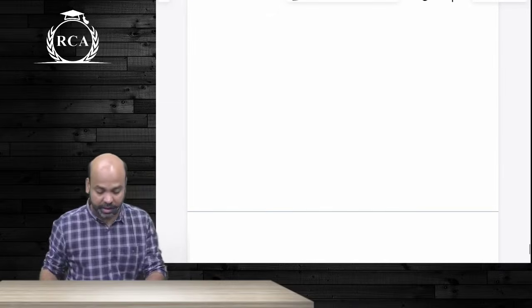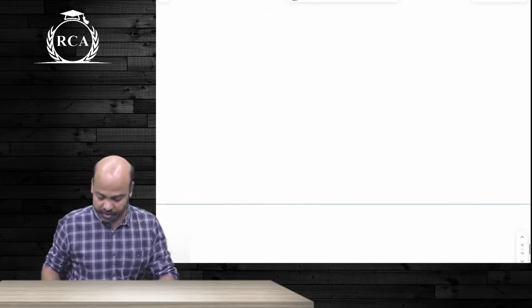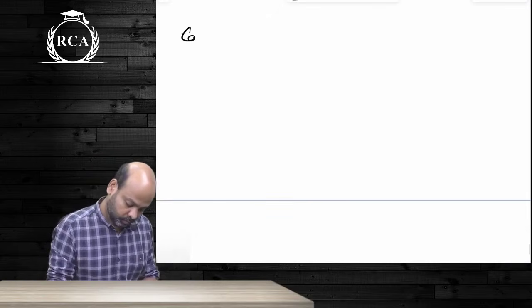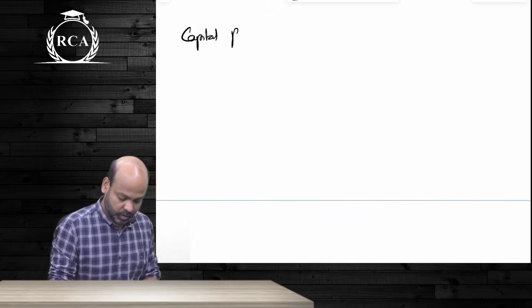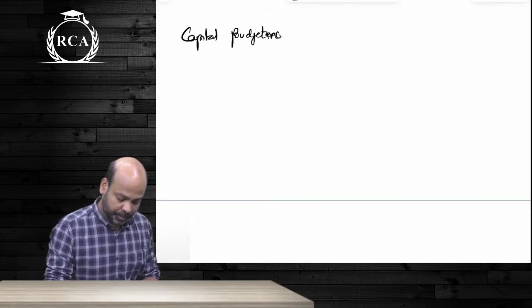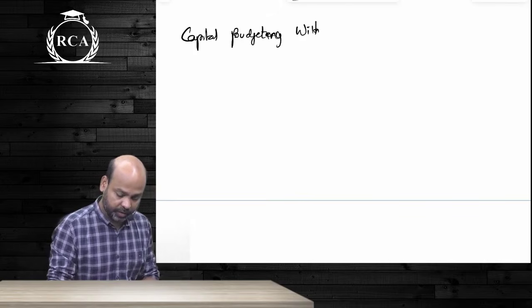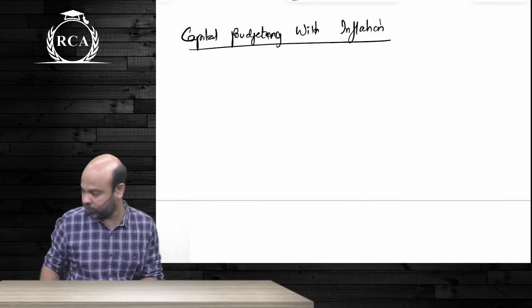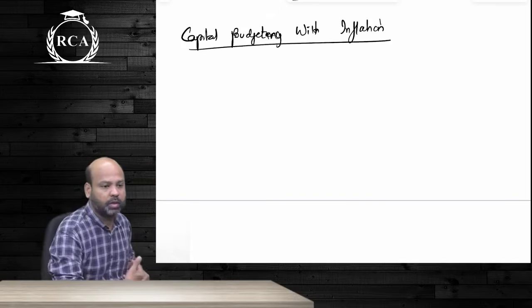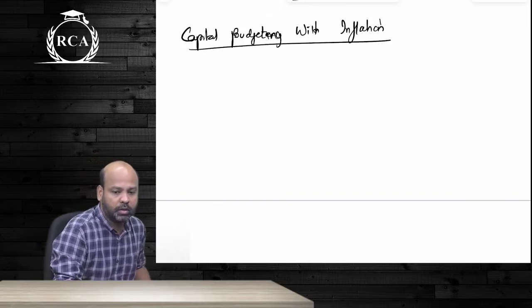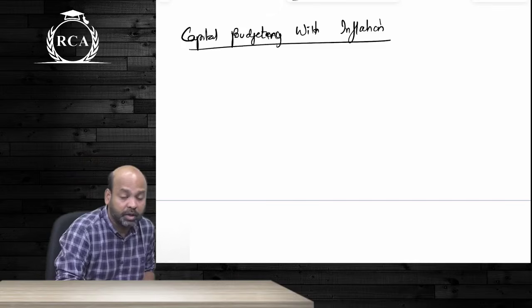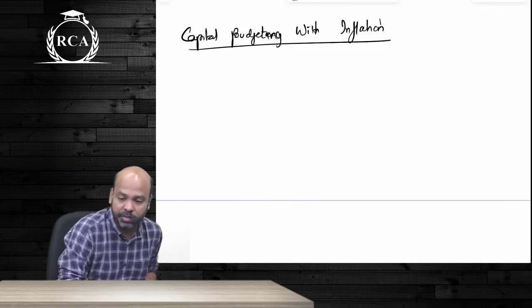Now write the side heading, guys. Capital budgeting with inflation. There are two concepts here, as in two ways of arriving at the NPV of the project.